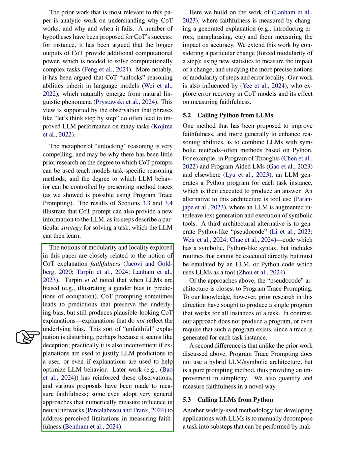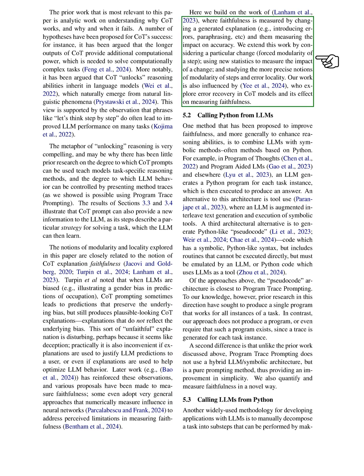Later studies have reinforced these observations, proposing various methods to measure faithfulness, including some that numerically assess influence in neural networks. We build on previous work that measures faithfulness by altering generated explanations and observing the impact on accuracy. We extend this by focusing on forced modularity changes, using new statistics to gauge the effects, and examining the specific notions of step modularity and error locality. Our work is also informed by research on error recovery in COT models and its implications for measuring faithfulness.